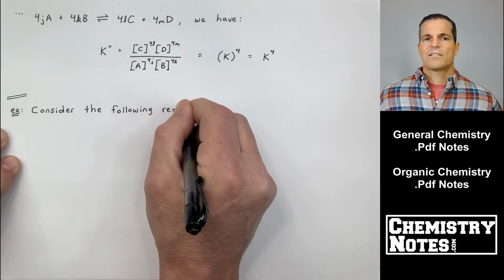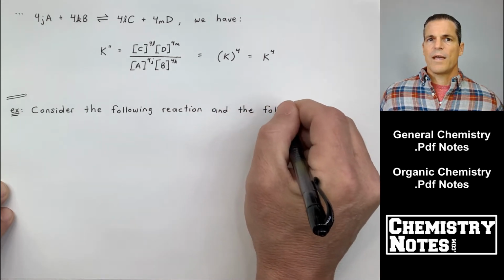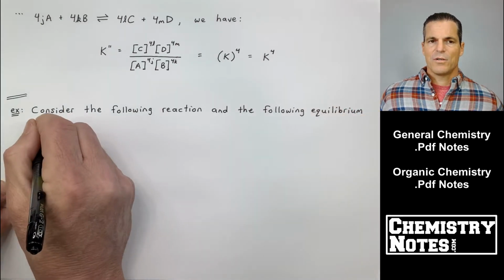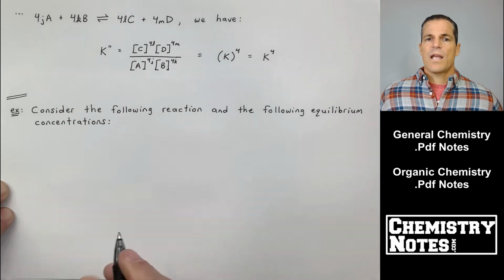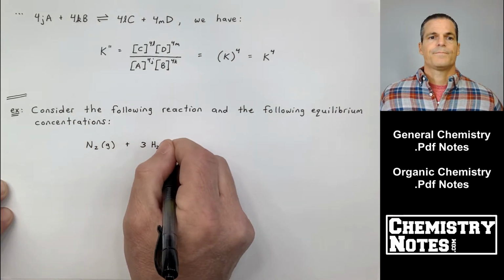All right, so that's some of the manipulations you can do. You want to focus on the very first one I had for you, which is capital K, the first one. That's the one that we're always going to use. And let's do an example to show it. Consider the following reaction and the following equilibrium concentrations.